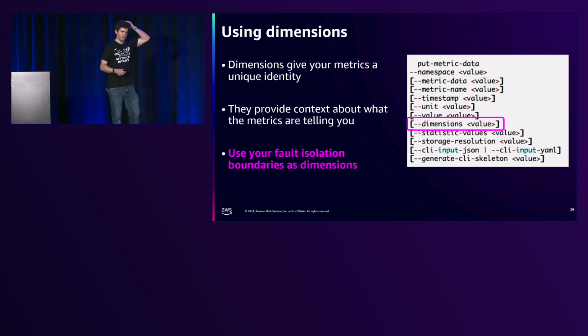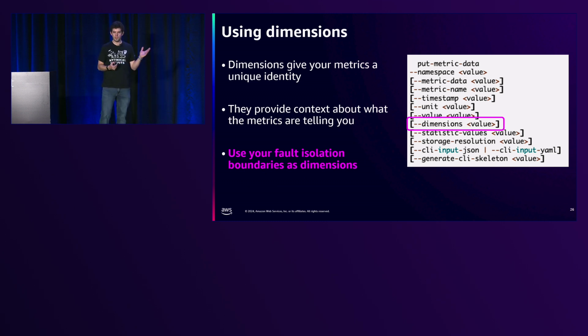This is an example of the put metric data API inside of CloudWatch. There's this attribute called dimensions where you can add a number of different attributes that uniquely identify that particular metric. So that particular metric is going to have these things associated with it. And we provide these dimensions out of the box for the metrics we publish about our services at CloudWatch. So when you go to an EC2 instance, it's going to have a lot of dimensions associated with it, like the AZ that it's running in.